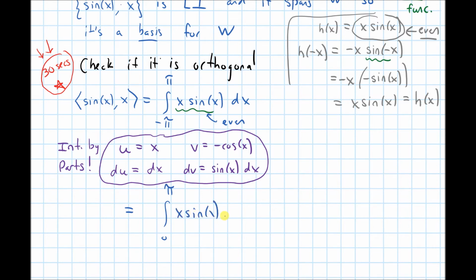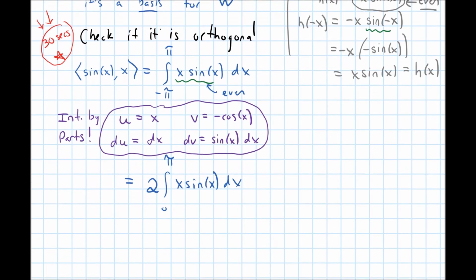But we got to multiply it by 2. We got to multiply it by 2. And it'll turn out that this will just simplify the computation a little bit, because 0 is a nicer number than negative pi, and I'll be less likely to make mistakes. So that's why this is a nice thing to do.